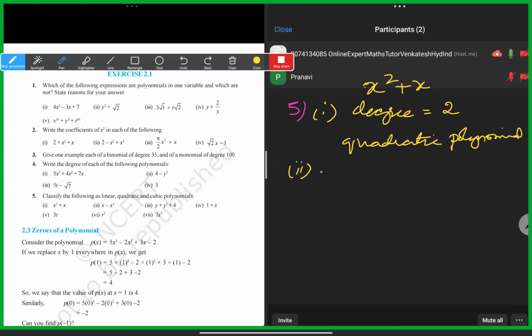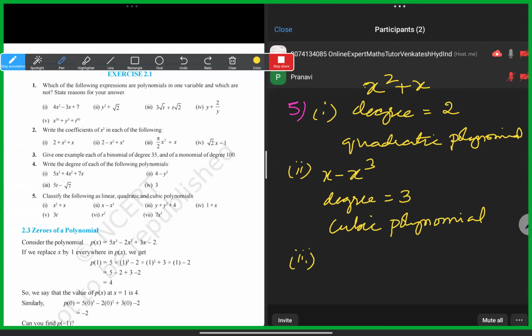Then the second one, Pranavi, x minus x cube. So the degree is how much, Pranavi? 3. Yes, Pranavi. So it is a cubic polynomial. Then y plus y square plus 4. The degree is how much, Pranavi? 2. So it's quadratic again. Yes, that is correct.